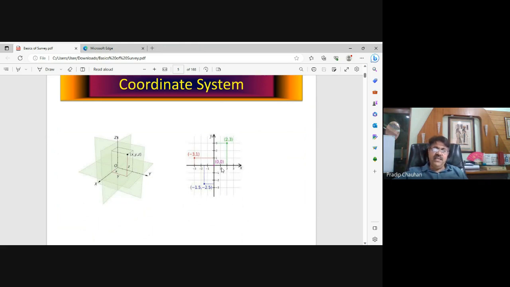In quarter 1, X and Y are both positive. In quarter 2, X is negative and Y is positive. In quarter 3, X and Y are both negative. And in quarter 4, Y is negative and X is positive. So this is known as a rectangular coordinate system.